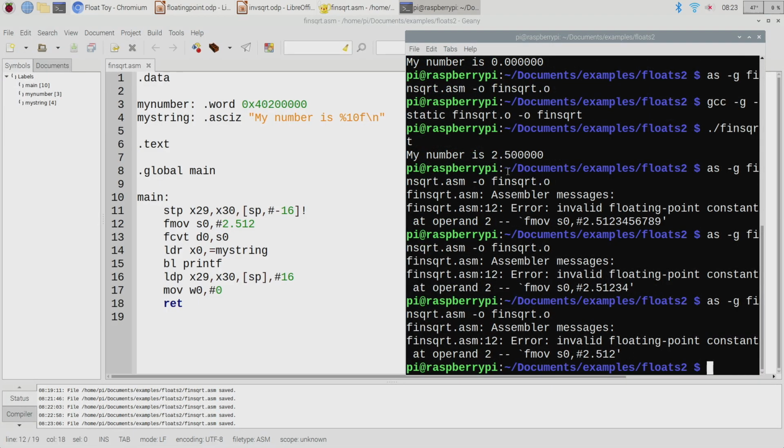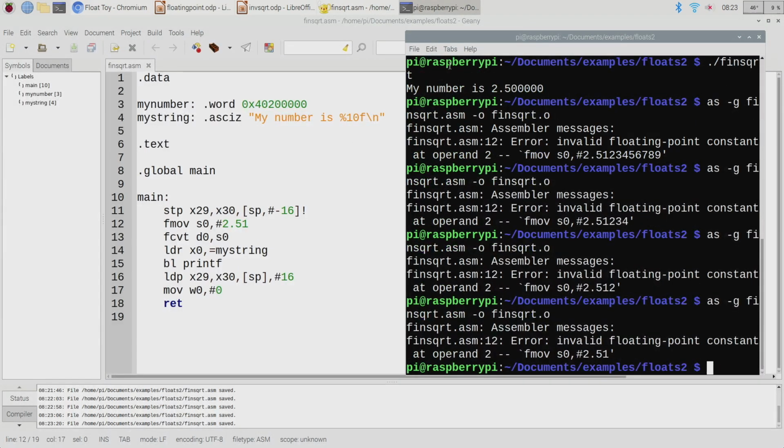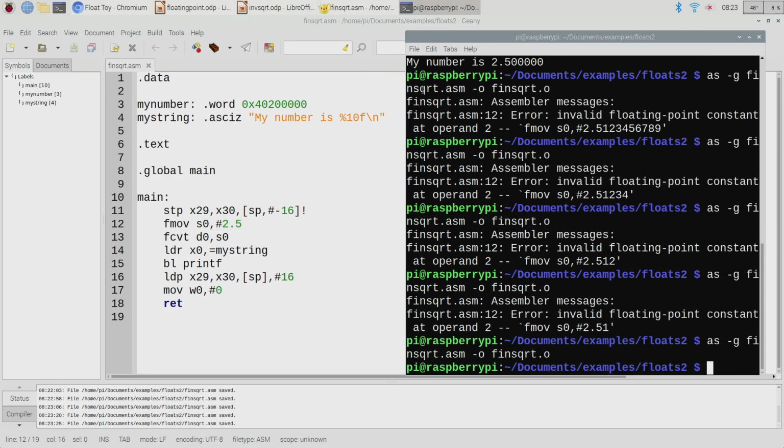You can only do really, really small is not the right word for it, but only 1 or maybe 2 decimal points, right? So it'll take 2.5, but not 2.51, okay? Now, that doesn't mean, of course, that you can't use the number 2.51. It just means you can't load it with fmove in an immediate. You have to do something else. Okay, so is that all right? Yeah? I mean, it's annoying, but that's just the way it's going to be, right?